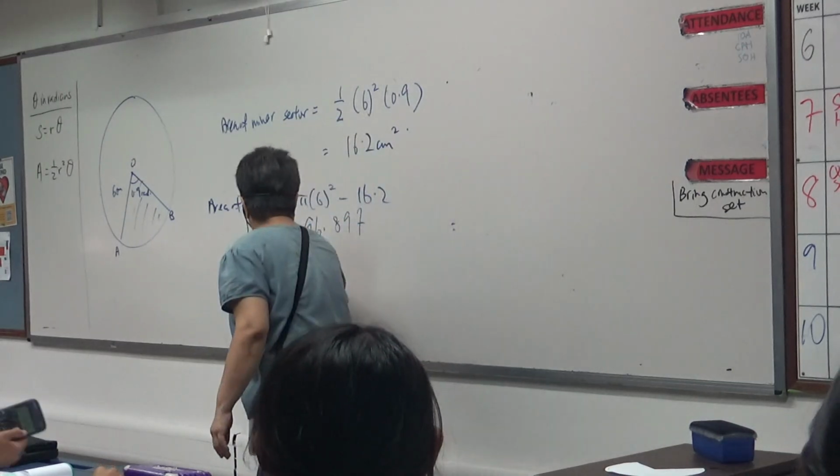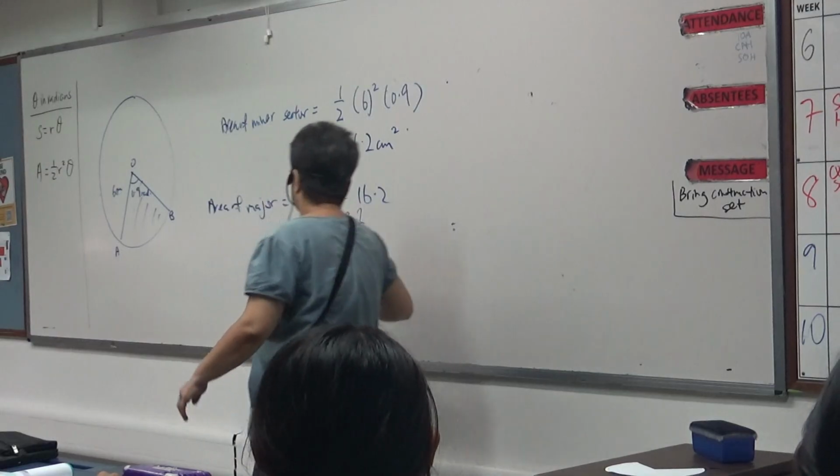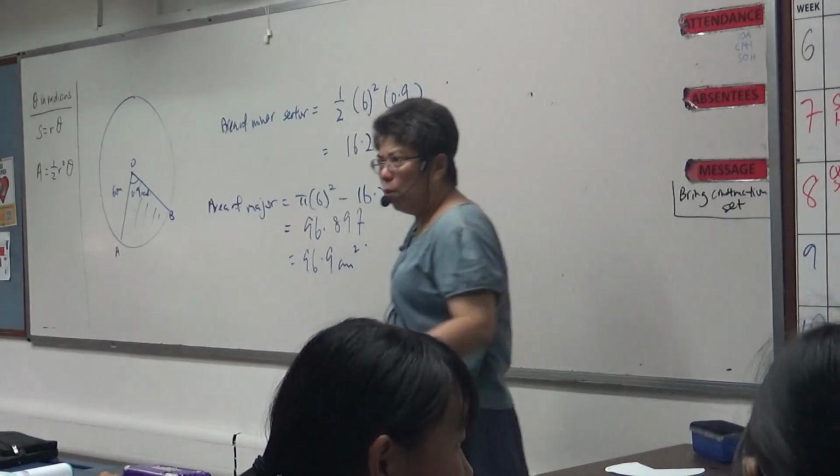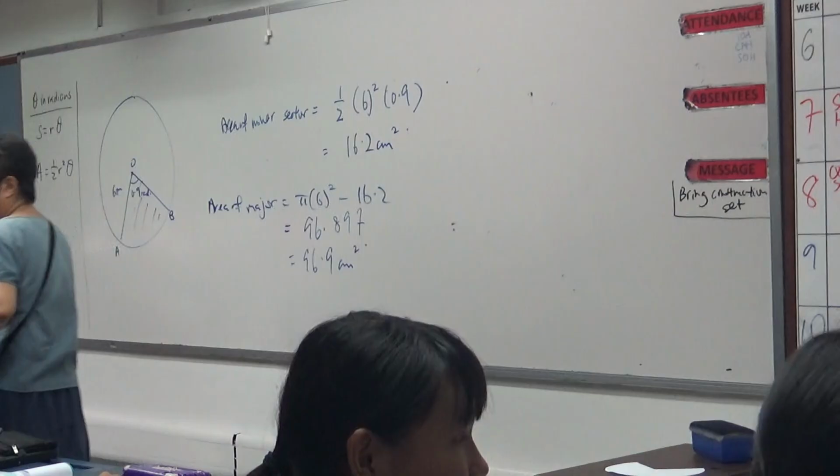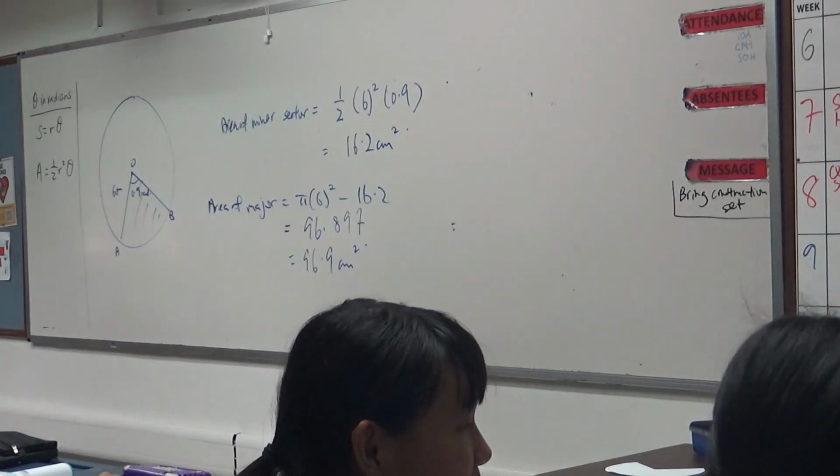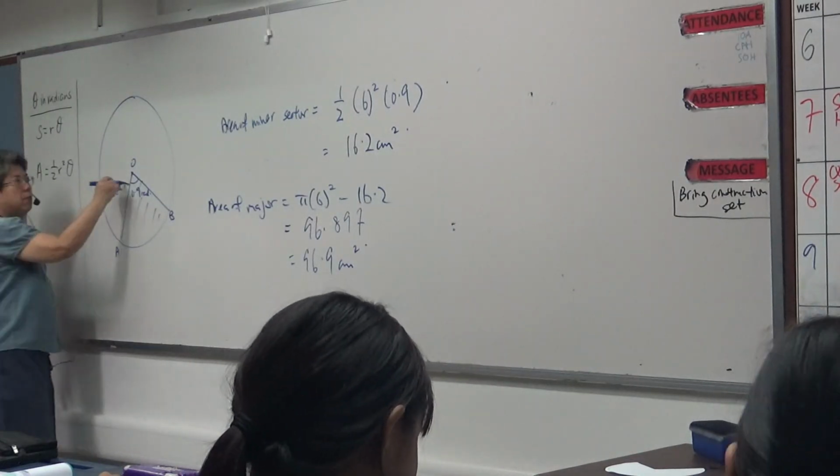96.897. So this will be 96.9 cm squared, right? Now, what if you want to use half r squared theta? Can you tell me what will be this angle?